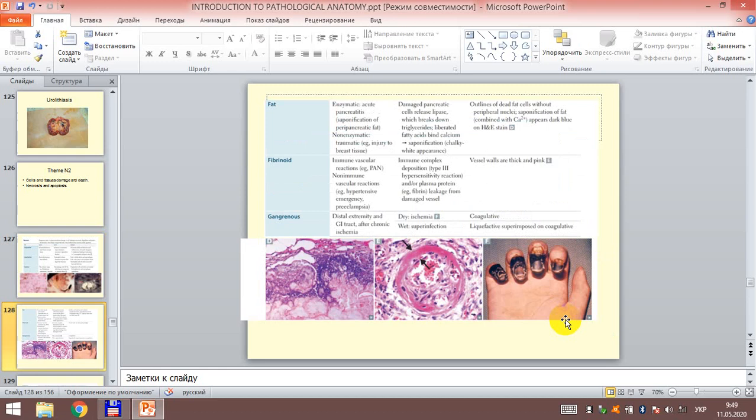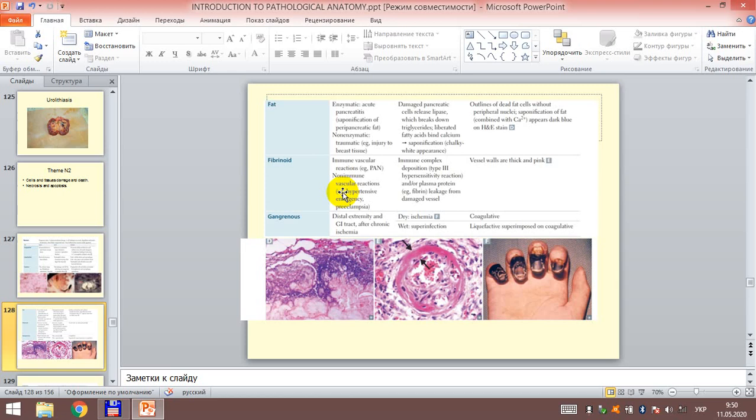Fat necrosis. As a rule, it develops with enzymatic activation in acute pancreatitis, saponification of pericardial fat, pancreatitis, and non-enzymatic traumatic fat necrosis. Damage to pancreatic cells releases lipase, which breaks down triglycerides, liberating fatty acids and calcium, and saponification develops. Histological signs: outlines of dead fat cells without peripheral nuclei, saponification of fat, and others.